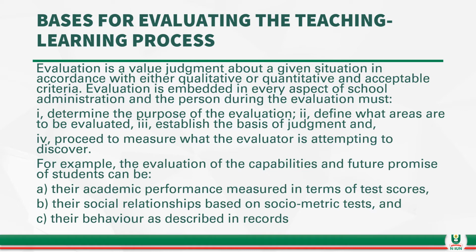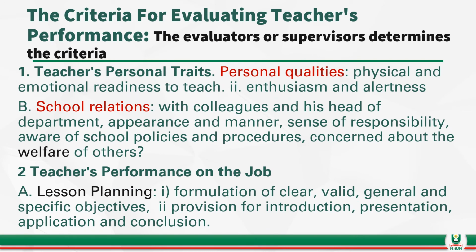For example, the evaluation of the capabilities and future promise of students can be their academic performance measured in terms of test scores, their social relationship based on psychometric tests, and their behavior as described in records. Now let's look at criteria for evaluating teachers' performance. I've looked at student own. The evaluator or supervisor determines the criteria.